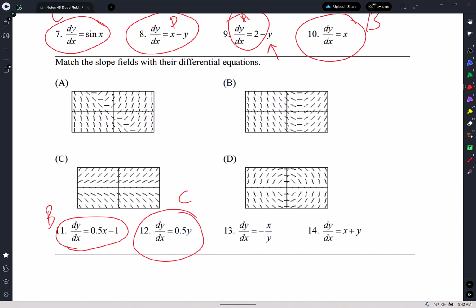Do you guys see that? So it's all about patterns. You just got to know patterns. And there it is. So question number 13, the answer is D.